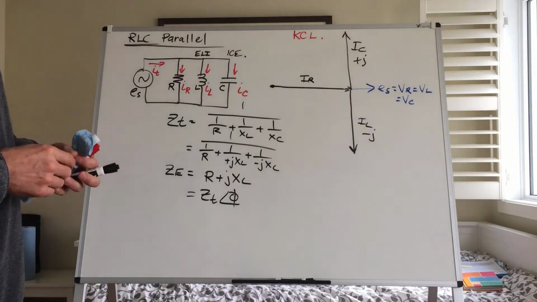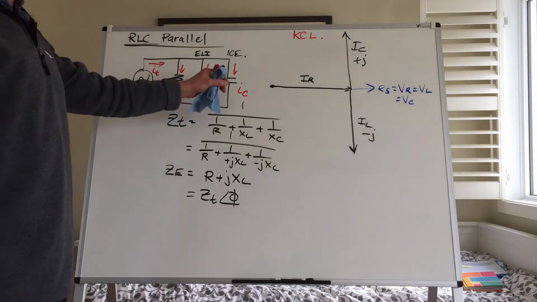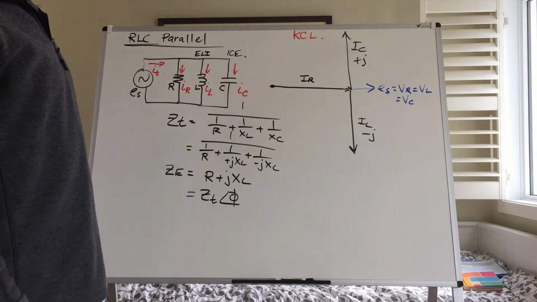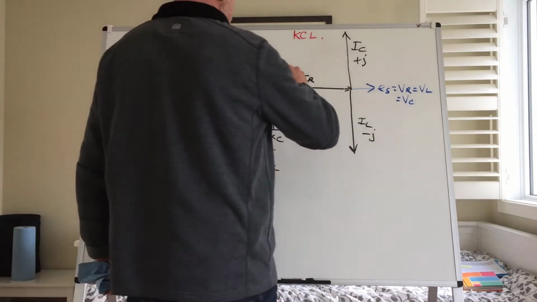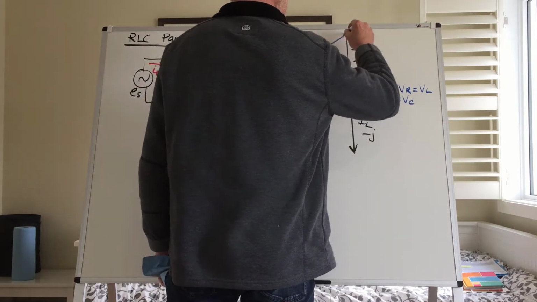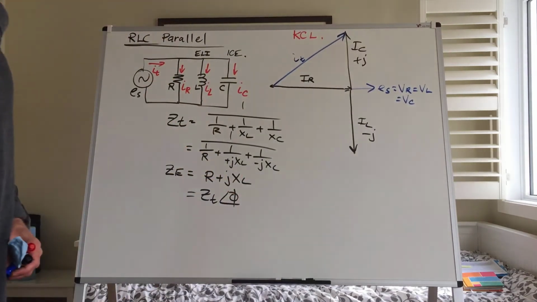Let's assume that we had a primarily capacitive current. That would be as a result of XC being less than XL. You have a primarily capacitive current. That means your total current is going to be right here, right? So I total will be found right here.